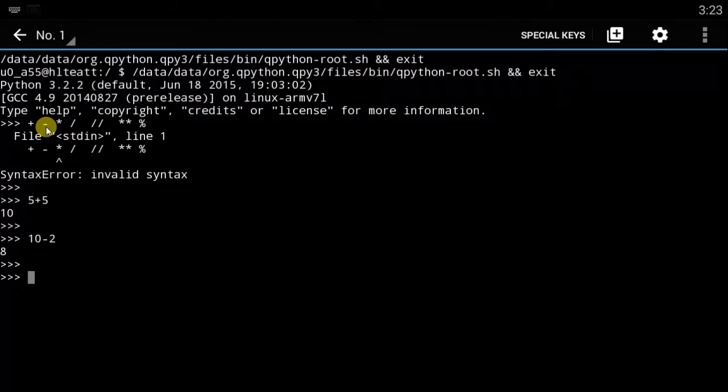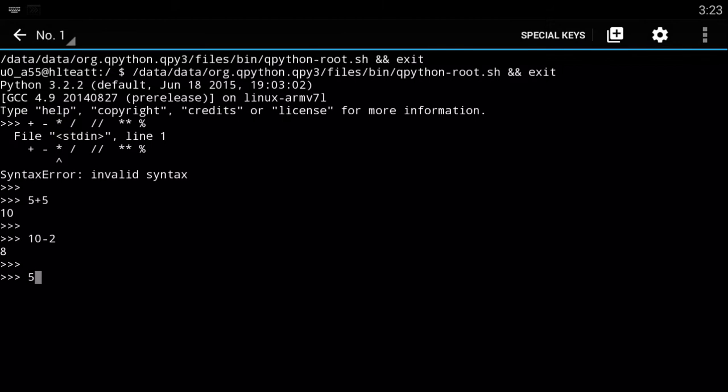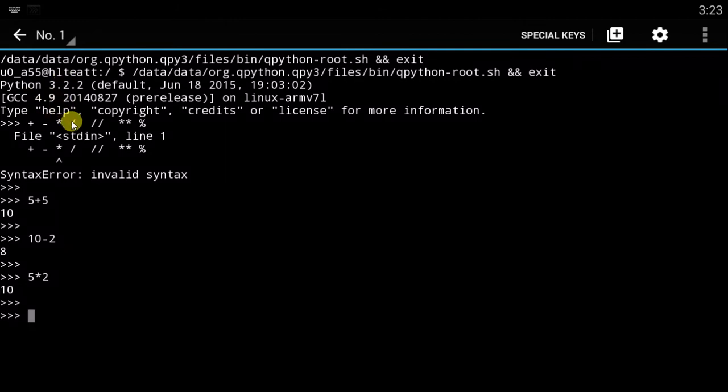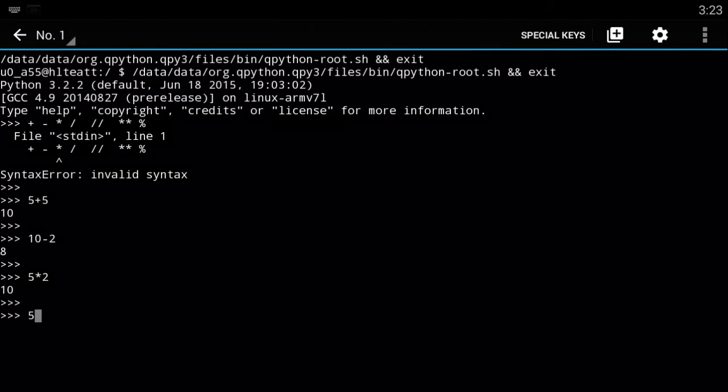It just subtracts. The asterisk sign, which is meant for multiplication, is used to multiply. So if I were to say 5 multiplied by 2, it will give me 10. The division sign, what it does is that it divides. So if I were to say 5 divided by 2, it gives me 2.5.